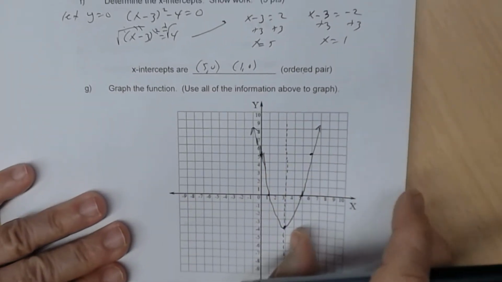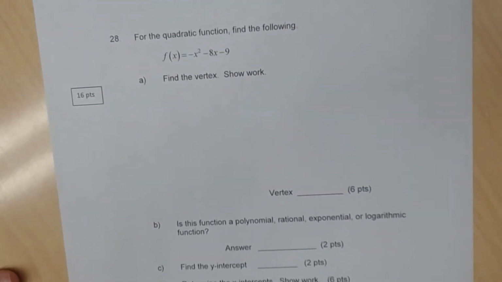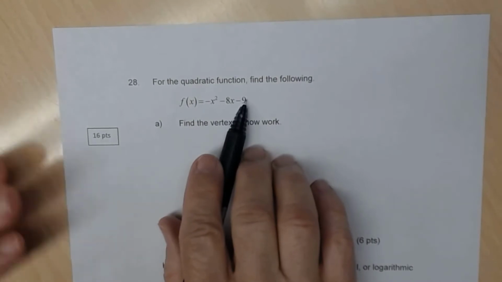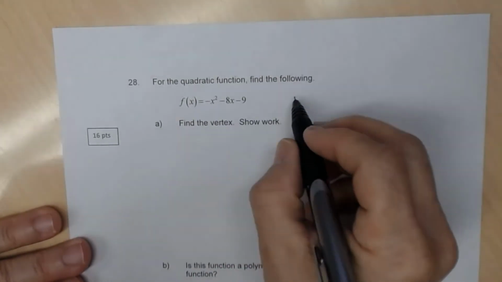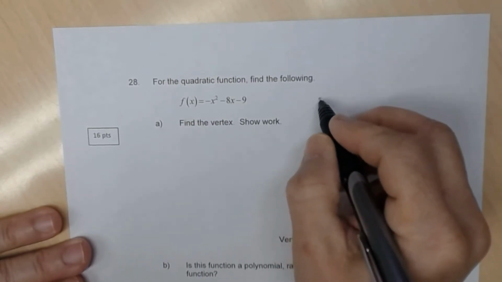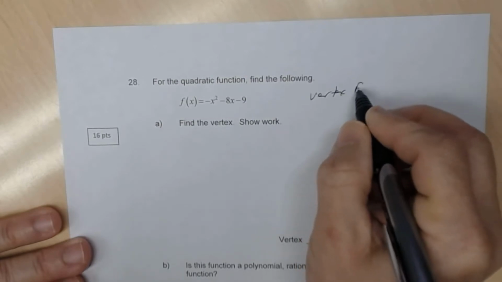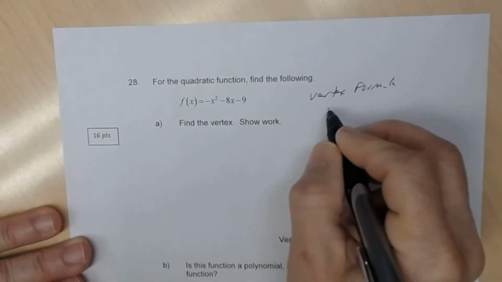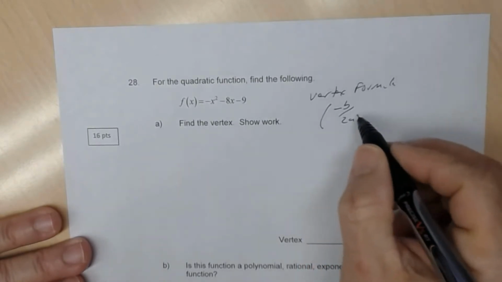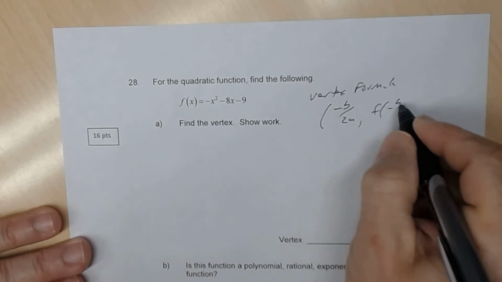Okay. So that's number 27. And then finally, 28, you're given this quadratic function, except this time it's not written in vertex form, it's written in general form. And so to find the vertex, you use the vertex formula. So the vertex formula is this. The x-coordinate is negative b divided by 2a. And to find the y-coordinate, whatever this is, you're going to find f of that. So it'll be f of negative b divided by 2a.